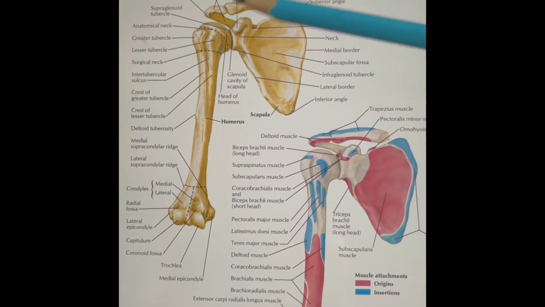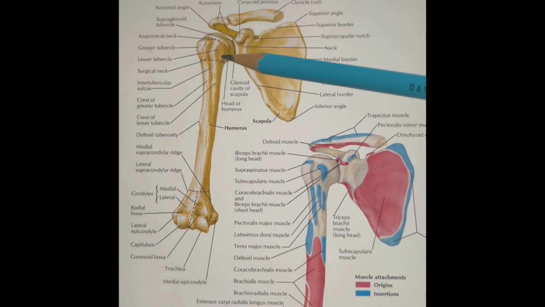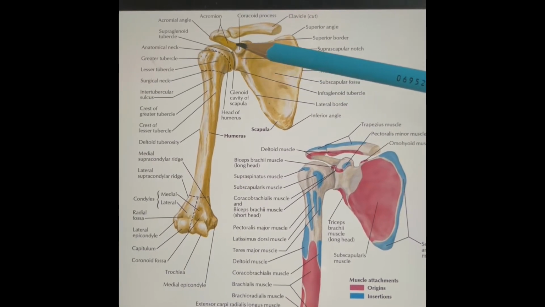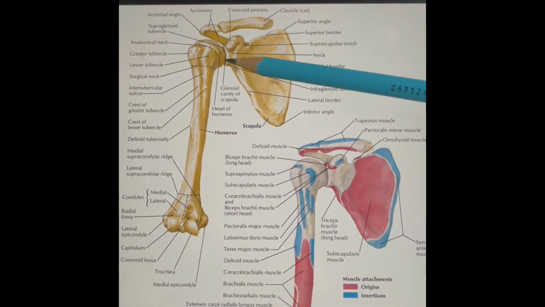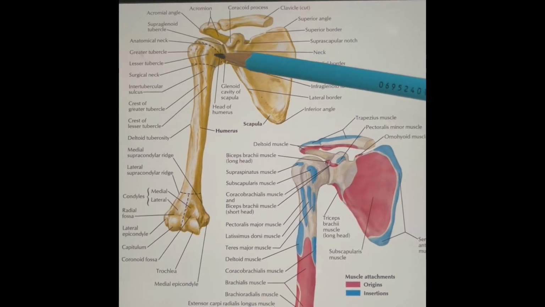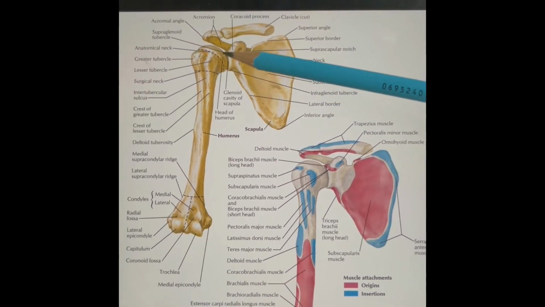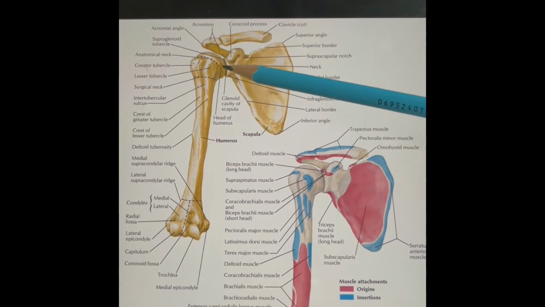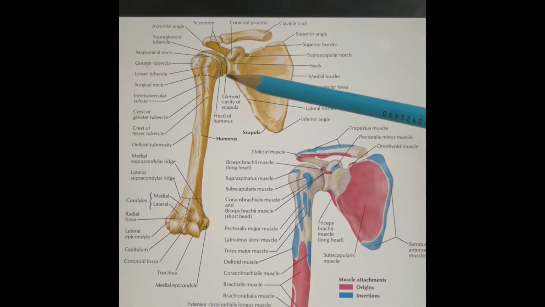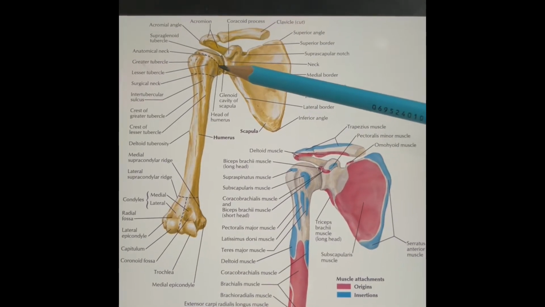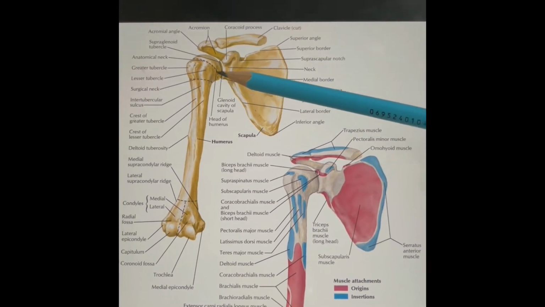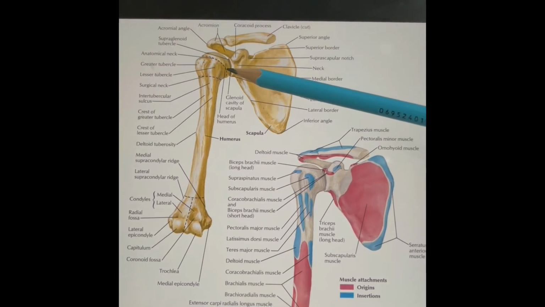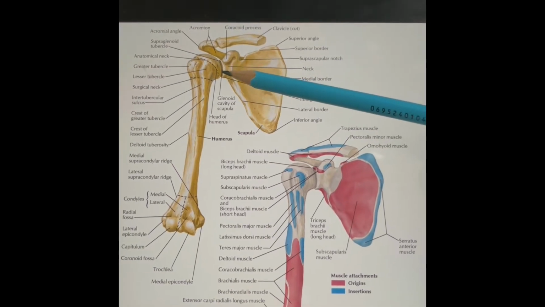Hello, this is the anatomy of the shoulder joint. This is the glenoid, and this is the humeral head. So this is the shoulder joint. Now the glenoid is small and the humeral head is large. So that's why the dislocation rate here is high, and this is a very unstable joint.